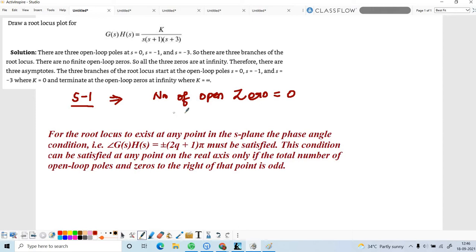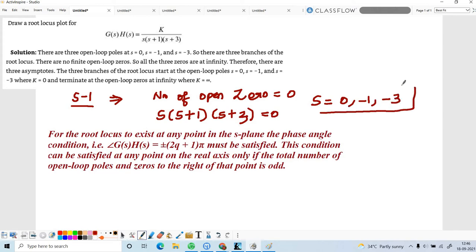And the number of open loop poles: equate the denominator polynomial to 0, and we get the open loop poles. s(s+1)(s+3) = 0. So what are the values? s is equal to 0, -1 and -3. So these three are the open loop poles.